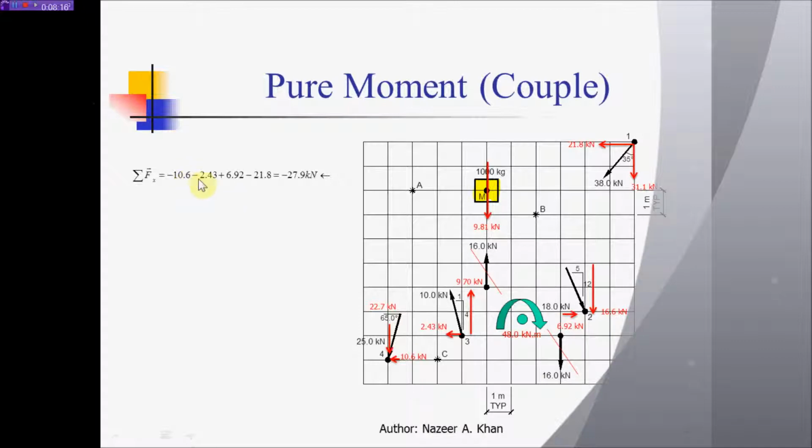Okay, when we add these forces, 10.6, 2.43, 6.92, and this one up here, 21.8, when we add them up, we get a minus 27.9 kilonewtons, right? The minus means that it's going opposite to this, right? If it was plus, then it would go in the direction that we dictate as being plus. Because this is minus, it's going in the opposite to that sign convention.